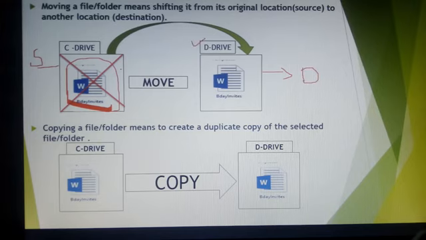I want to take an example. My file is present in the C drive, and I want this file to be moved to the D drive. Move means shift the file. That's why I want to put a cross mark over here. So moving a file or folder means shifting it from the original location, the source, to the destination location. Once this file is moved to the D drive, the original file is not present in the C drive. That is purely moved. Now copying a file or folder means to create a duplicate copy of the selected file or folder.